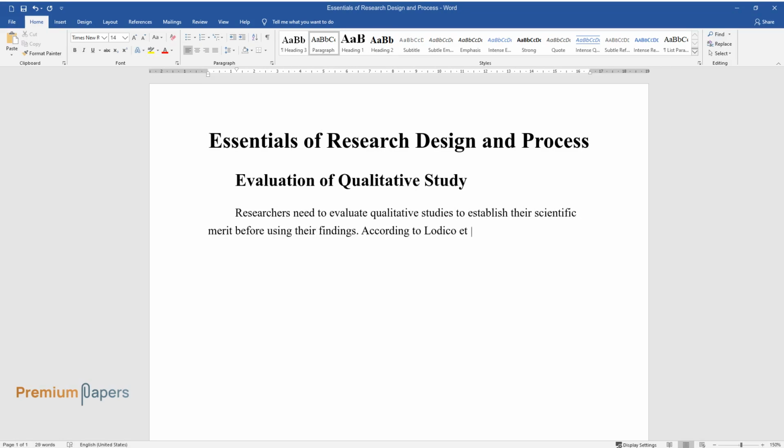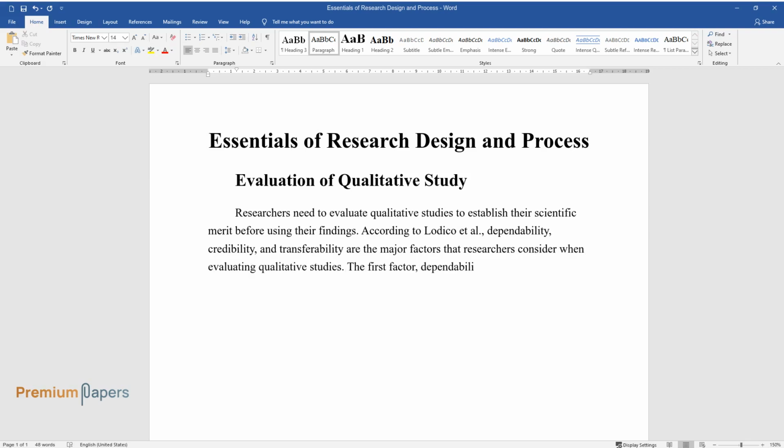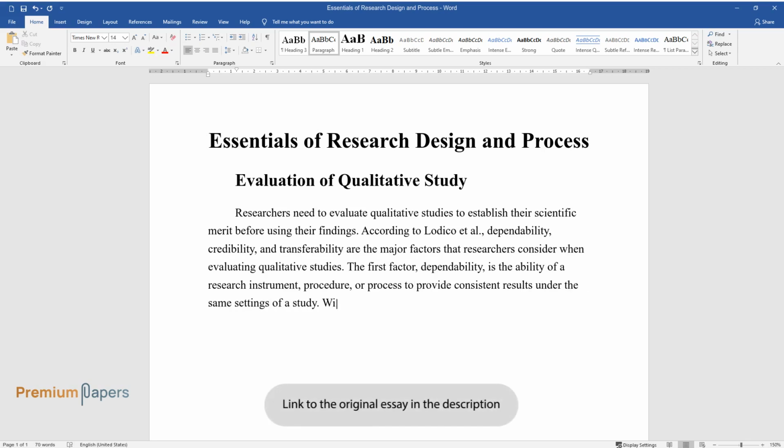According to Blaikie et al., dependability, credibility, and transferability are the major factors that researchers consider when evaluating qualitative studies. The first factor, dependability, is the ability of a research instrument, procedure, or process to provide consistent results under the same settings of a study.